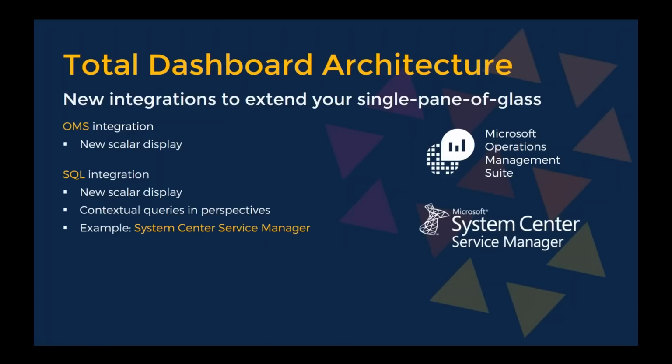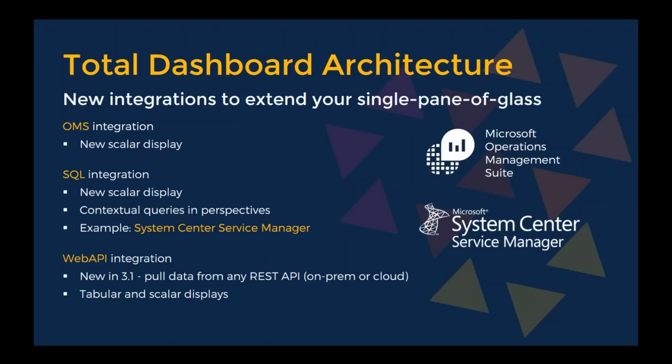In addition to those two changes, with 3.1 we've introduced brand new integration that we're calling WebAPI Integration. Essentially it supports any RESTful web API. Modern cloud-based applications have APIs like this, as well as many on-prem applications too. So essentially it's an HTTP API that you can pull data from. We have, again, tabular and scalar displays on top of that data, and this really important contextual query support, and I'll show you that in a second.